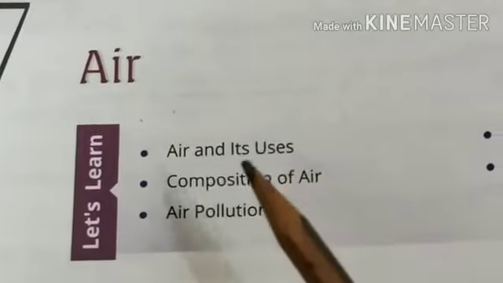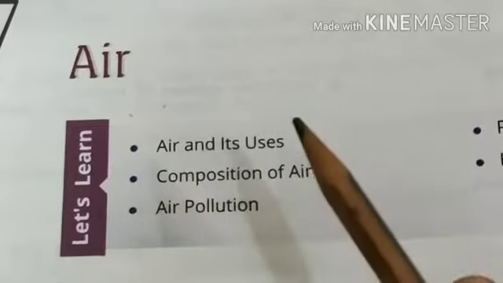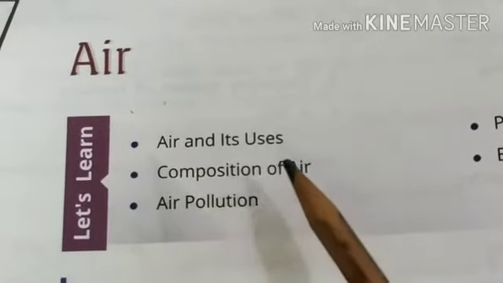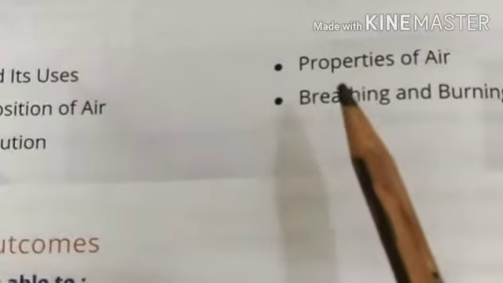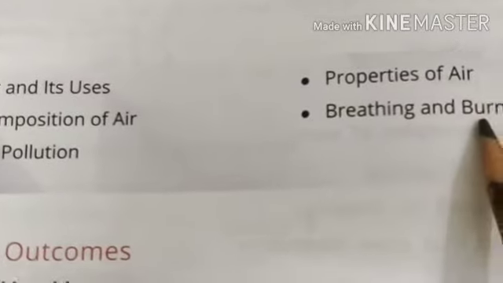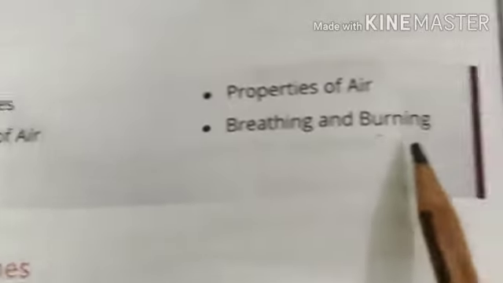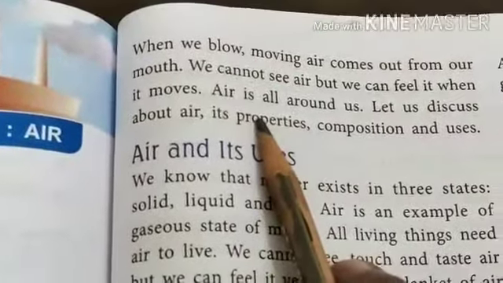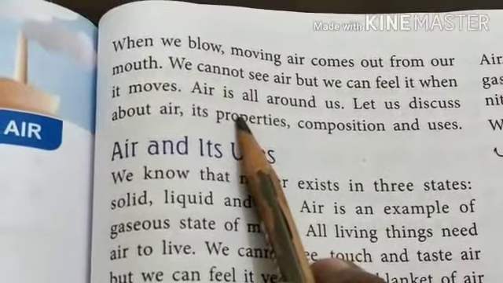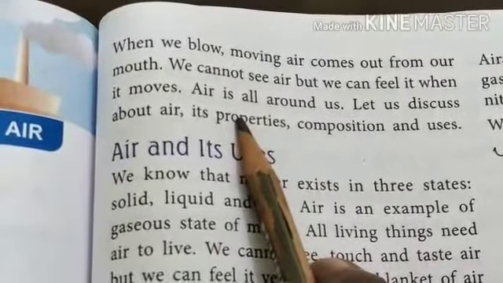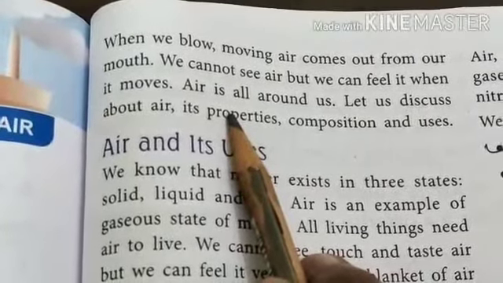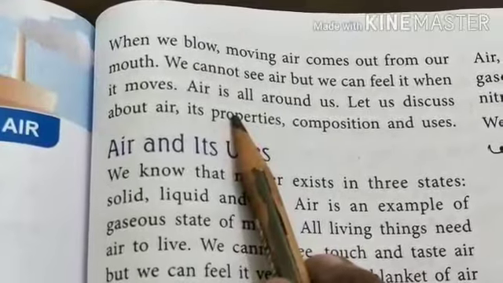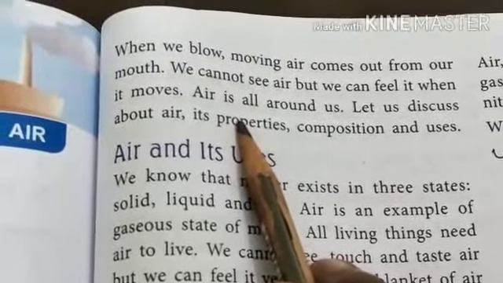In this lesson, we are going to learn about air and its uses, composition of air, pollution, properties of air, and process of breathing and burning. Now first of all, let's start with the air. Now children, tell me, can you see air? No, we cannot see air, but we can feel it. When we blow, moving air comes out from our mouth and we can feel the air.